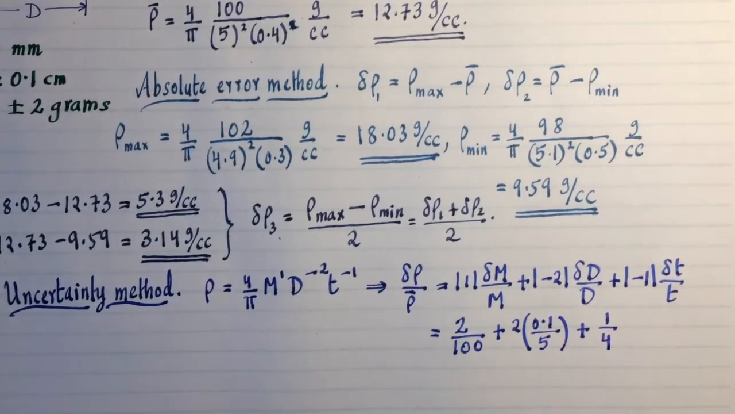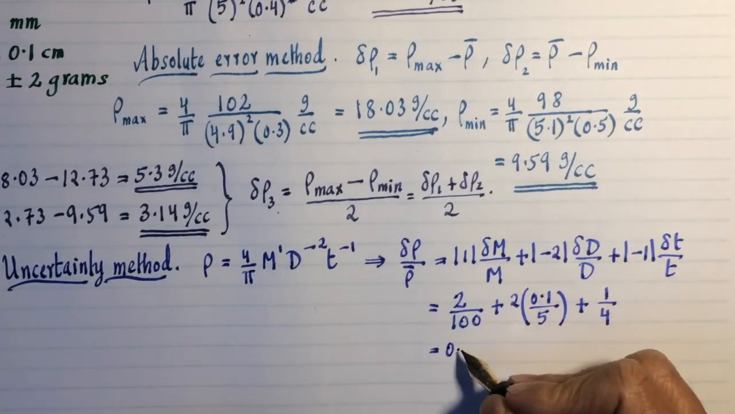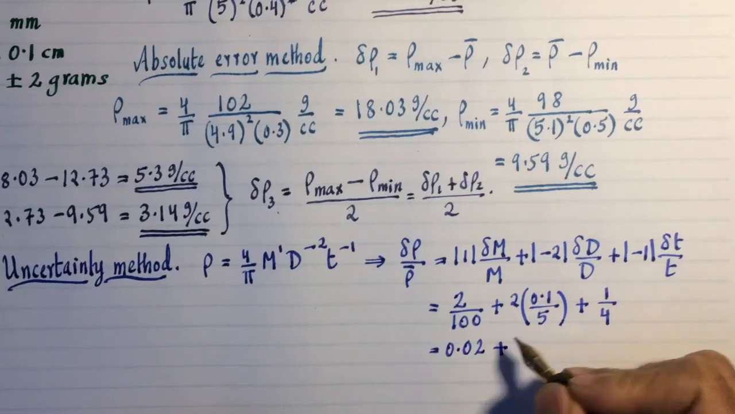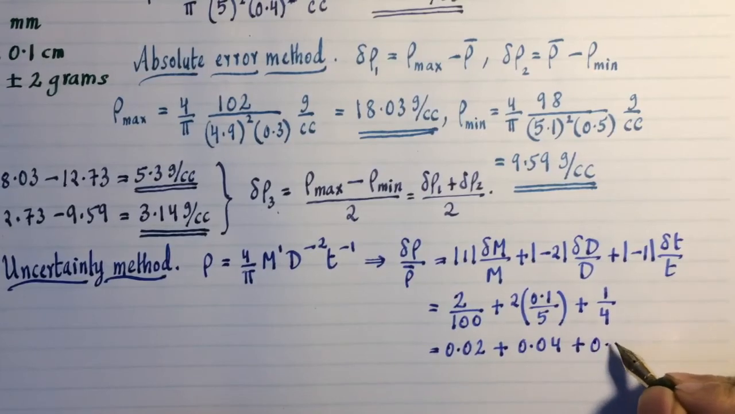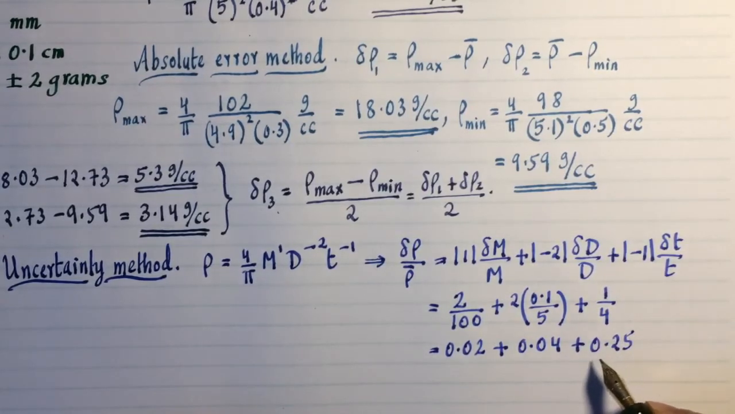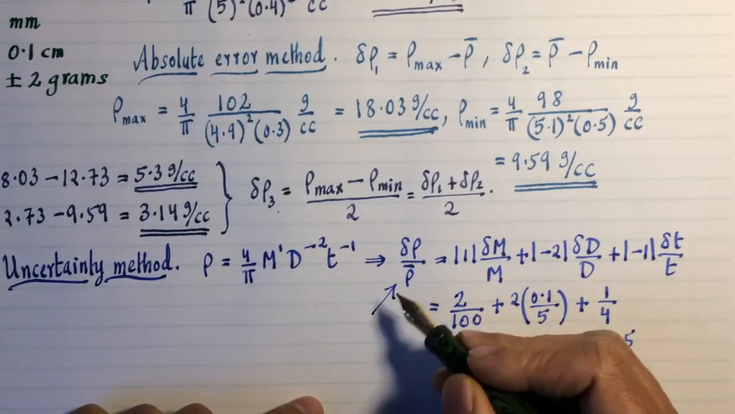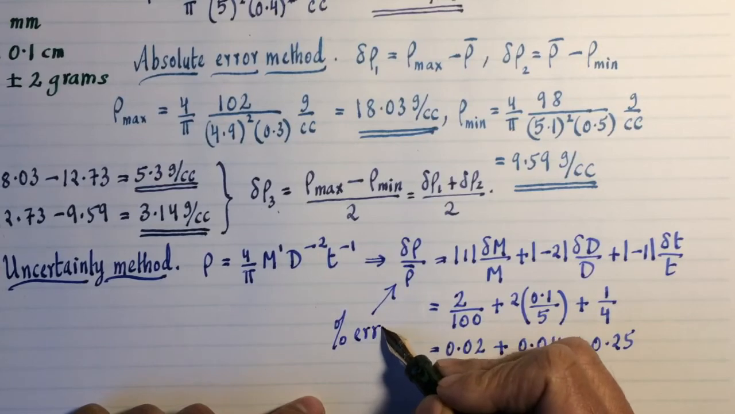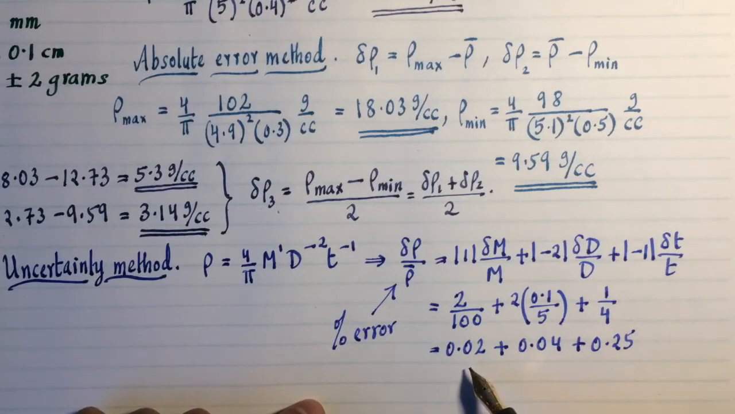The reason I like this method a lot is because you can immediately see which are the big sources of error and which are the not so big sources of error. So you can see that the thickness is the worst measurement because it contributes 25%. This is also sometimes called the percentage error. So each one of these things is a percentage. There's only 4% uncertainty coming from the diameter measurement and only 2% uncertainty coming from the mass measurement. The total of all these is 0.31.